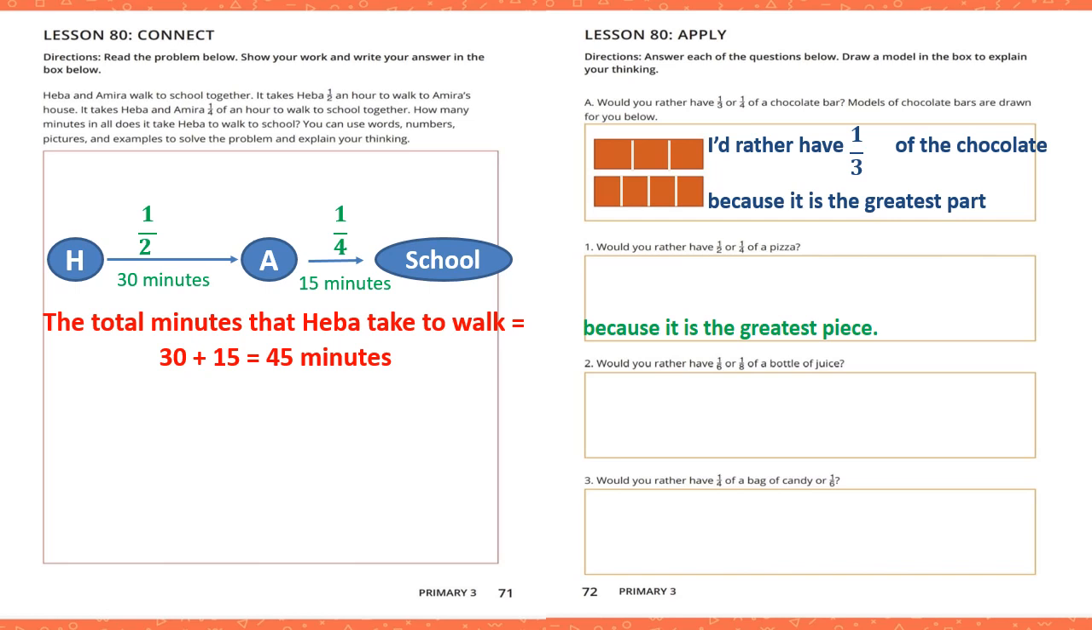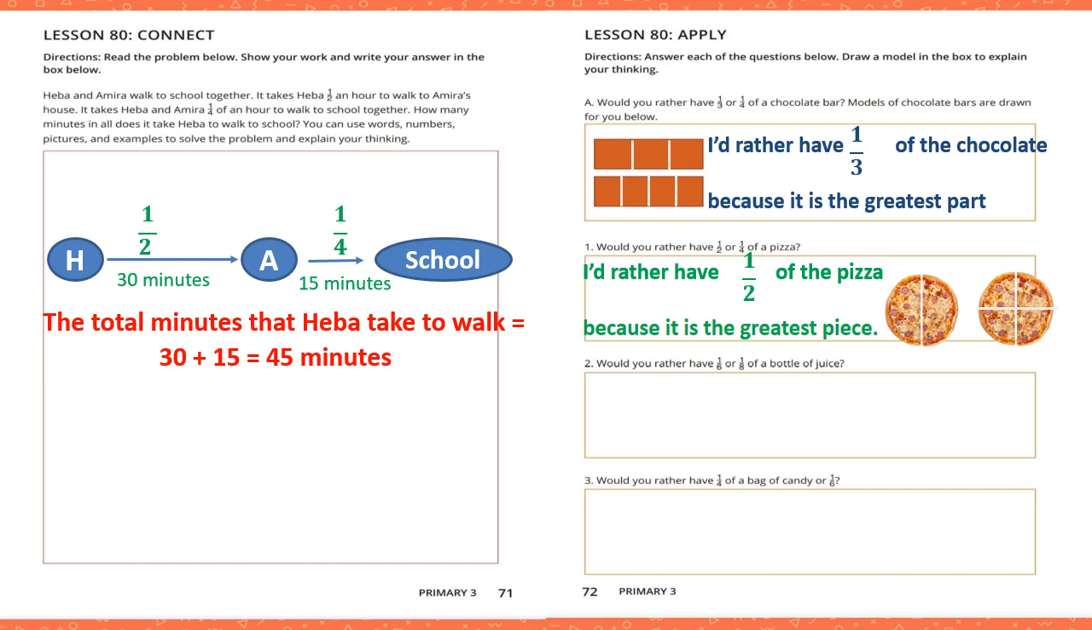Number 1: would you rather have a half or a fourth of a pizza? It's the same. We have here crazy fractions, the same numerator. So the smaller denominator will be the bigger fraction. So I'd rather have half a pizza. If we have 2 pizzas here, the half will be greater than the fourth. And we know from crazy fractions that half is bigger.